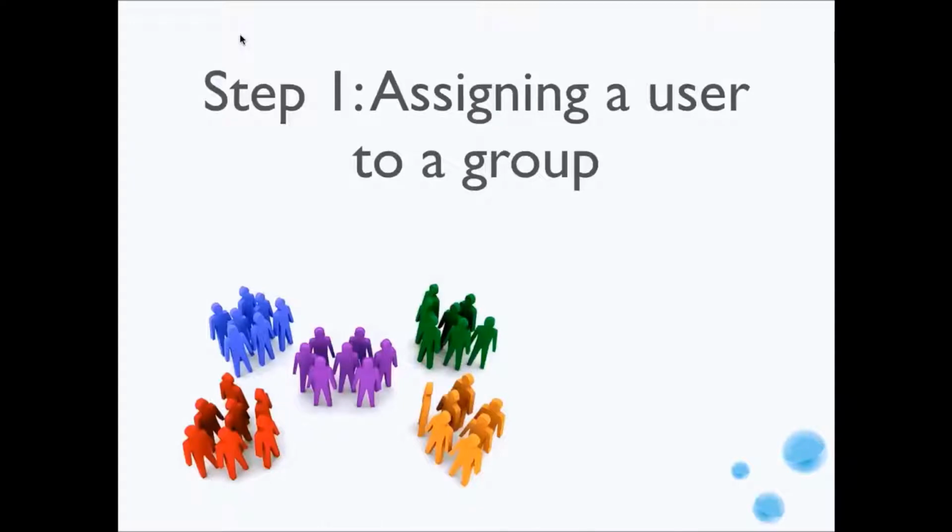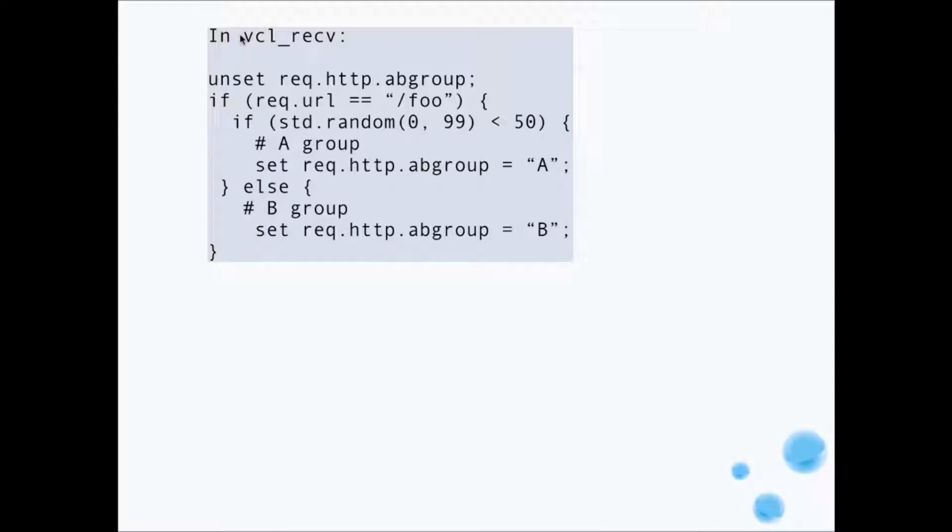So let's try to do this in Varnish. The first part is to set up the A/B test in Varnish. Obviously, the first thing we need to do is assign a user to a group. So a random user comes in on a landing page. We need to figure out if this user belongs in group A or group B.